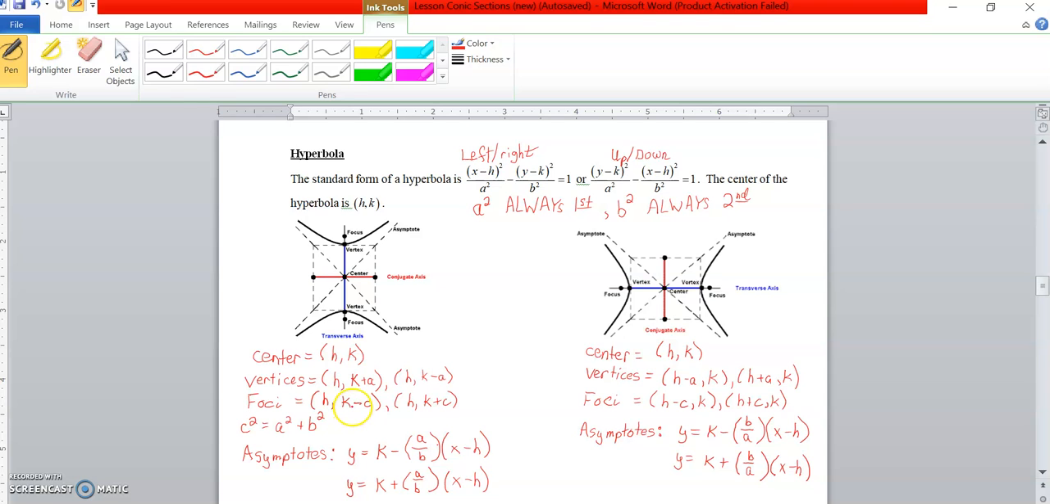So again, you notice that the up and down parts are moving, the y coordinates are moving on this, whereas hyperbolas that open sideways, you're moving your h's. But we kind of have to take a step back here and think, well, what is c?